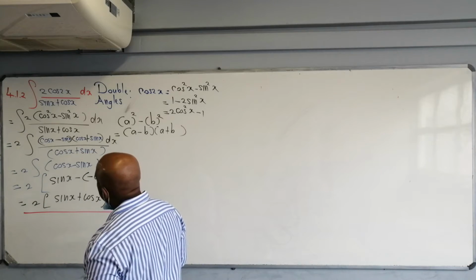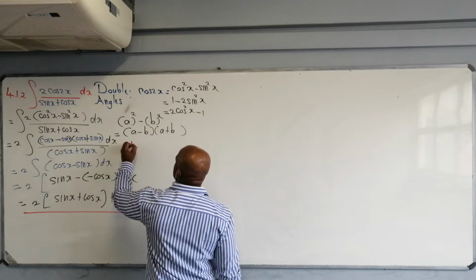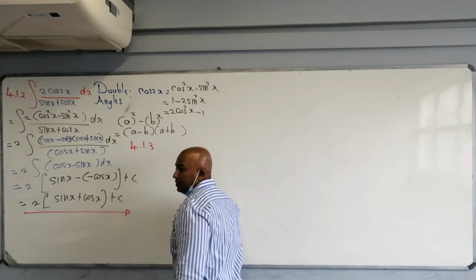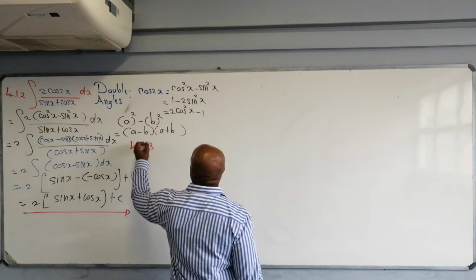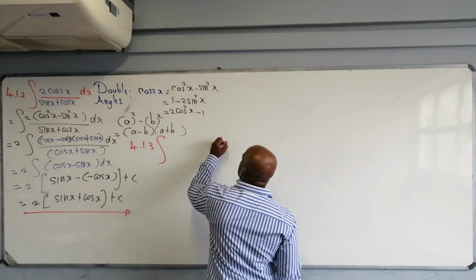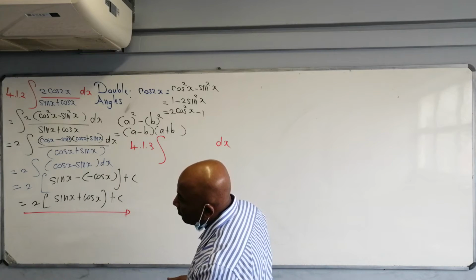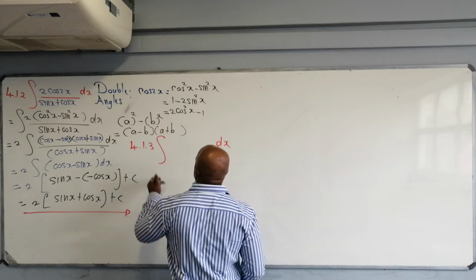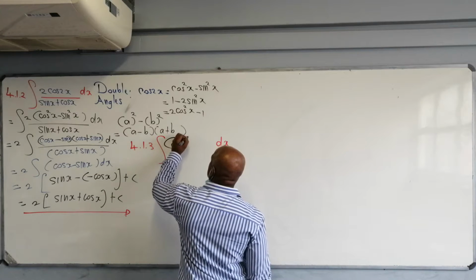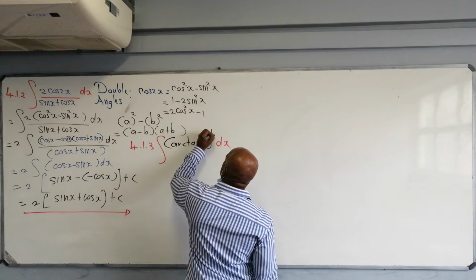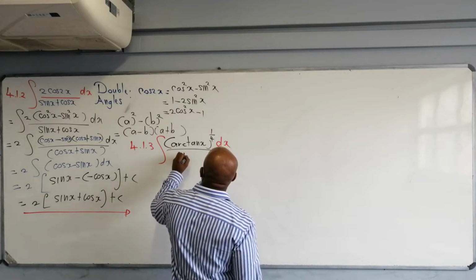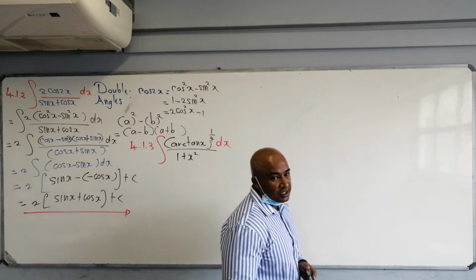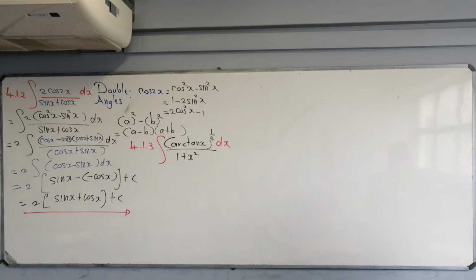So that was the second one. The next one. What do we have here? We have the integral of arctan, all divided by 1 plus x squared. So have a look at that. How are we going to integrate?